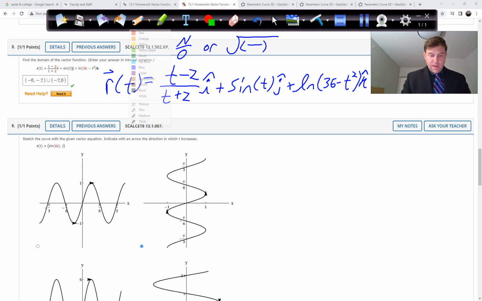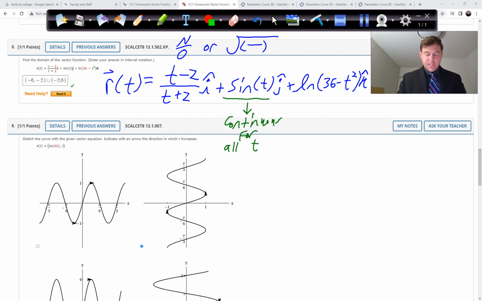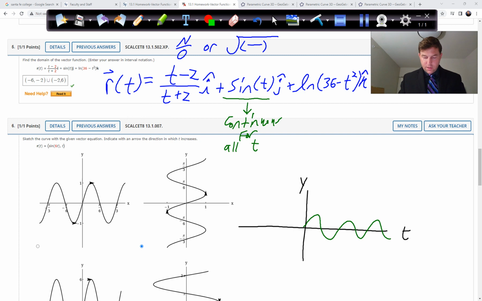Okay, now the sine of t is continuous for all t. There is no t value that's going to make that breakdown. So the sine function, you might recall, starts at 0 and goes forever in this direction, and goes down here forever. So completely continuous, no t value is going to cause a problem, so I can ignore that term.